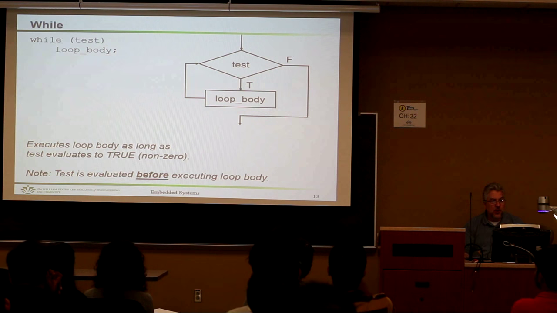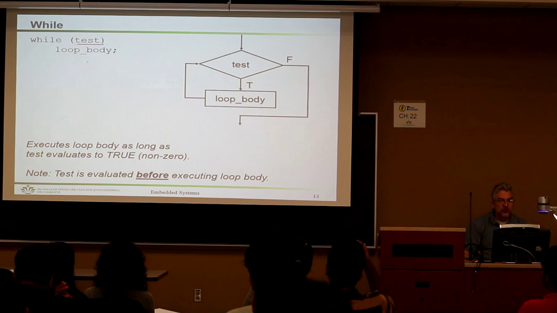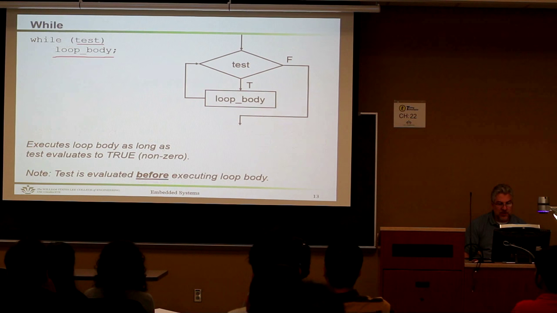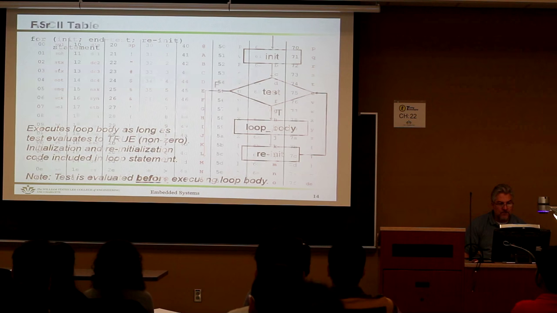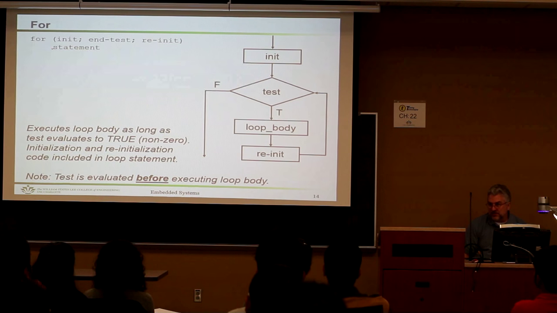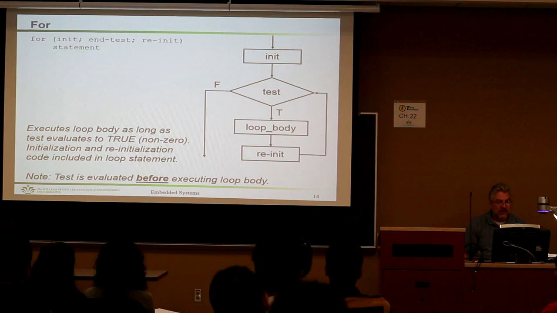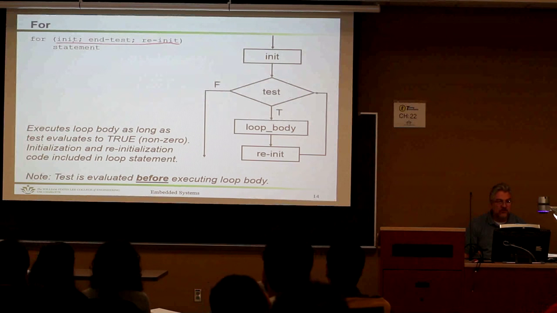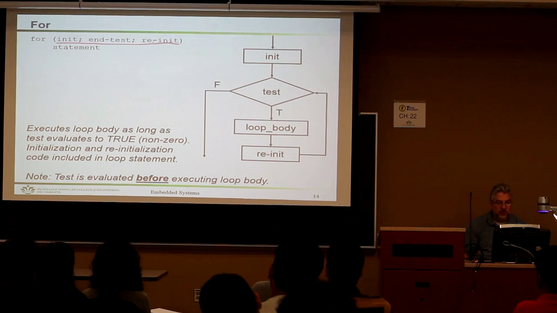A while loop: while the test inside of there is true, then do the loop body. And our most common one that we love to see is while one. Interesting, the test is evaluated before executing the loop body, because that's going to differ from the do loop, where it's assessed afterwards. And then finally a for, another popular one: initial value, the end test value, reinitialize.